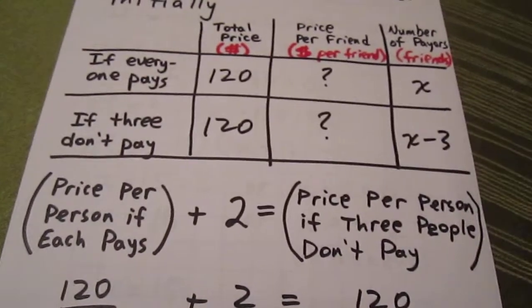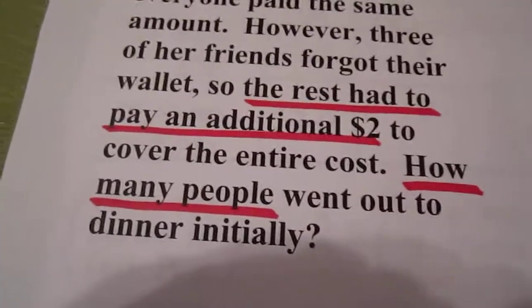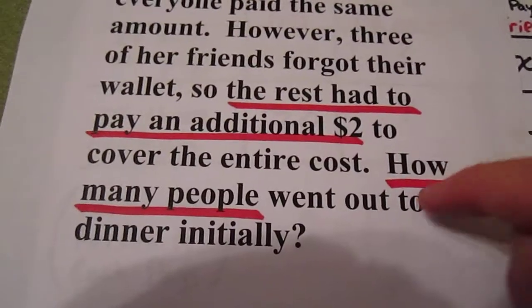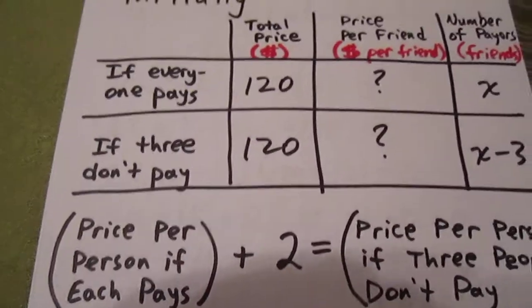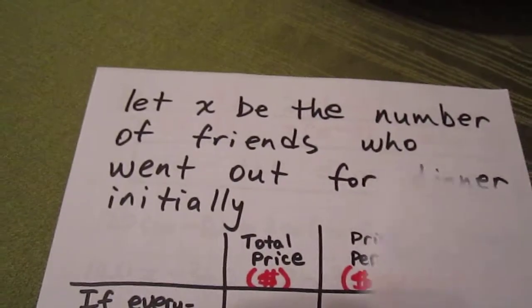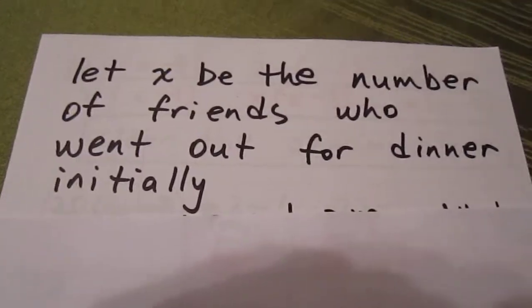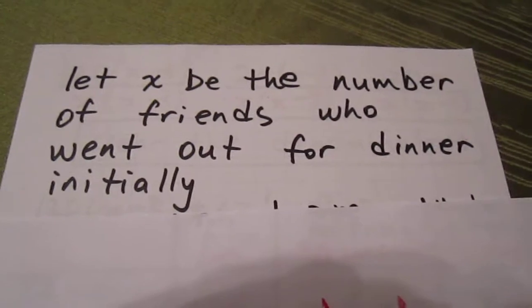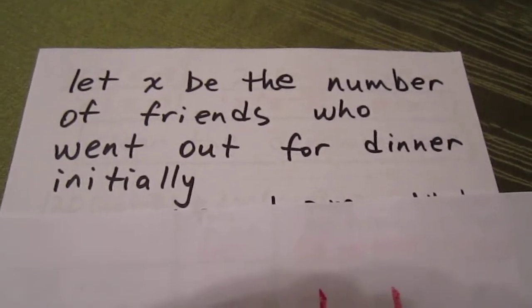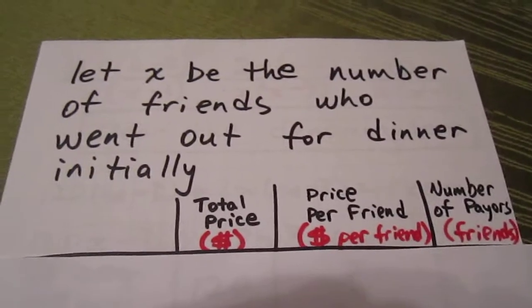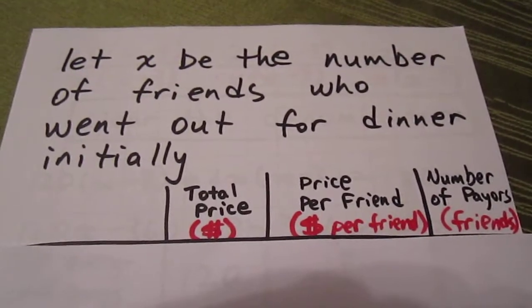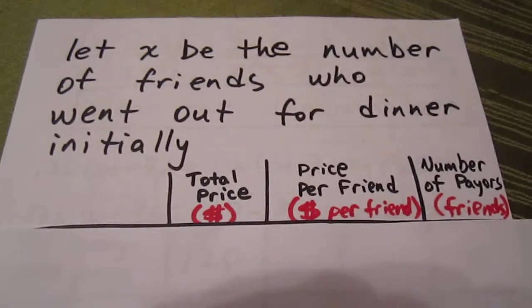So we ask ourselves, ultimately, what is this question asking us for? Ultimately, it's saying how many people went out to dinner initially. So to keep our solution simple and straightforward, we'll say let X be the number of friends who went out for dinner initially. And we'll deal with our 3 variables of total price measured in dollars, price per friend measured in dollars per friend, and the number of payers measured in friends.